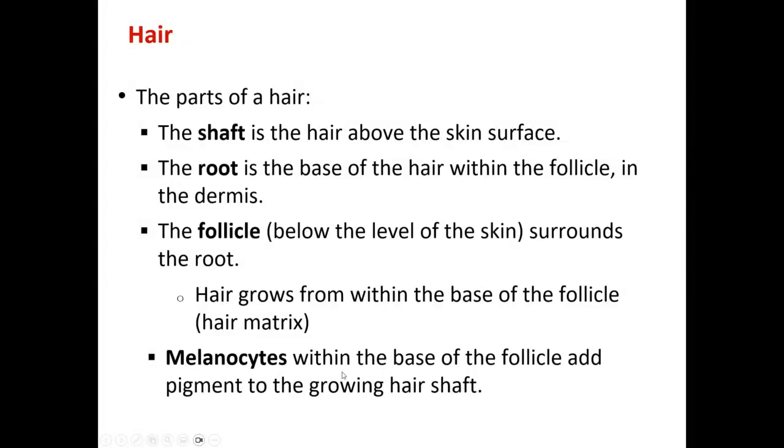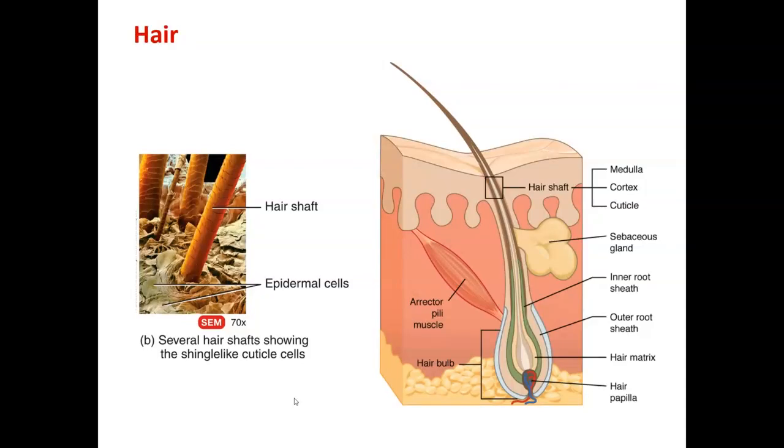Okay, parts of the hair we don't need to. But again, there's melanocytes at the hair follicle to add pigments, more so to people with dark hair, of course. But the hair grows here and then it just pushes its way out.